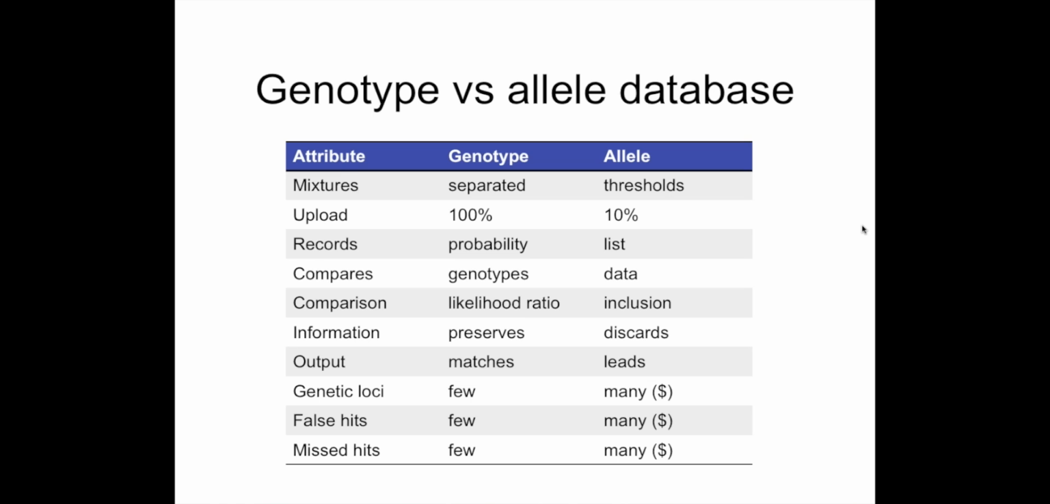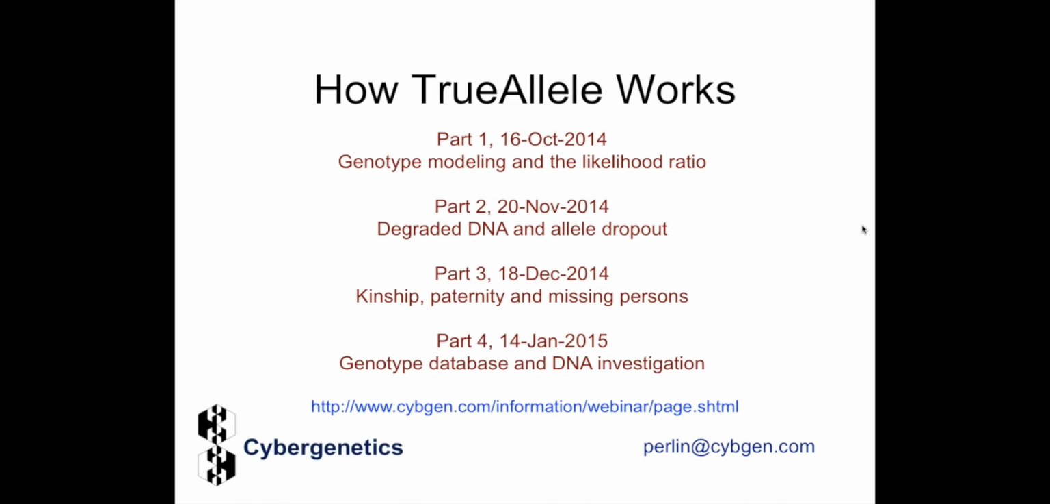And so now we can look at the missed hits in practice. What are we not finding? On a genotype database, if everything's uploaded and it's an information system, you're not missing very much. But on an allele database, if you have to filter the uploads to just 10% in order to avoid false hits, then 90% of your evidence is not getting up to your database, and you're missing most of the potential hits. So there are drastic differences, regardless of the application, between information-based genotype systems and lead-based allele systems.